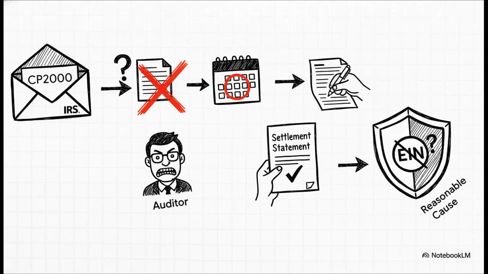When that notice does arrive, the number one rule is don't panic. A CP2000 is not an audit, it's just a computer-generated mismatch notice. You have to respond on time, and you simply explain that the income was reported, just on a different line, like Schedule 1. Use the settlement statement as your proof. And importantly, the fact that the payer refused to give you an EIN is a fantastic reasonable cause defense to get out of that 20% accuracy penalty.